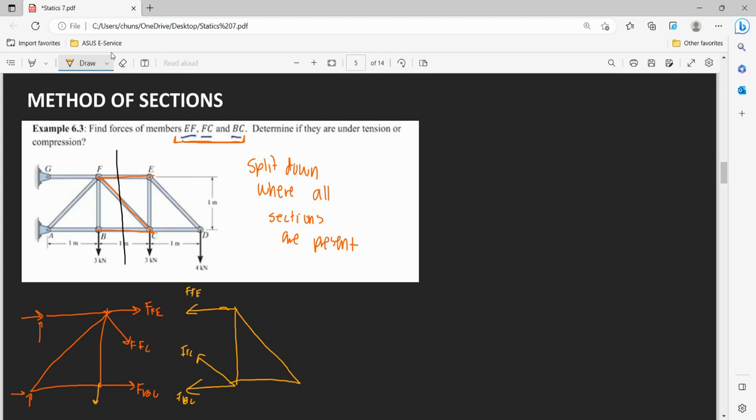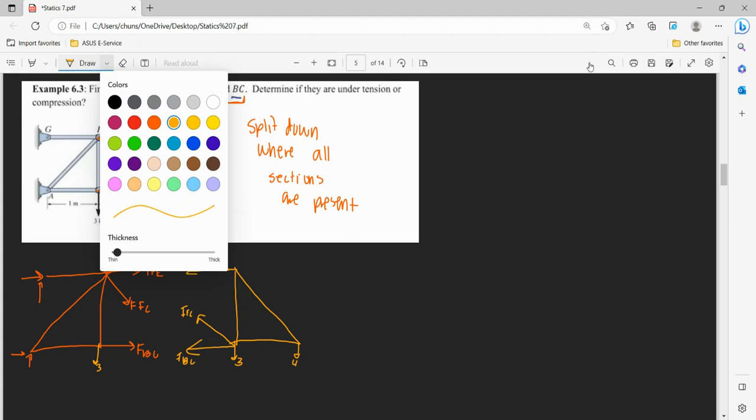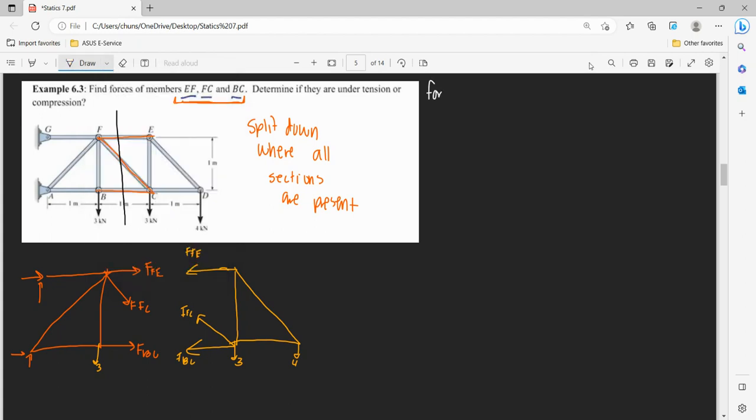We're going to add our external loads, 3 and 4 here. So we want to determine if these three forces are under tension or compression. In our method of sections, we have 3 equations that we can use for either side. For either side, you can use your sum of Fx equal to 0 equation, your sum of Fy equal to 0, or your sum of moments equal to 0 at any point. And this will be most useful to help you find external forces.